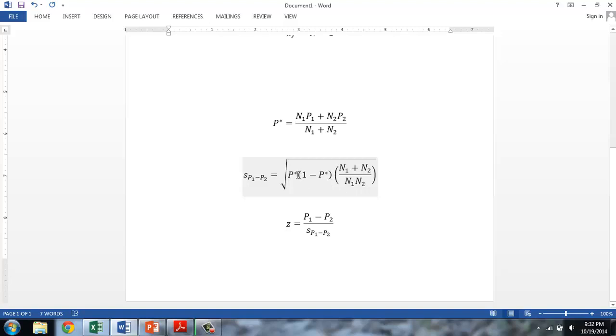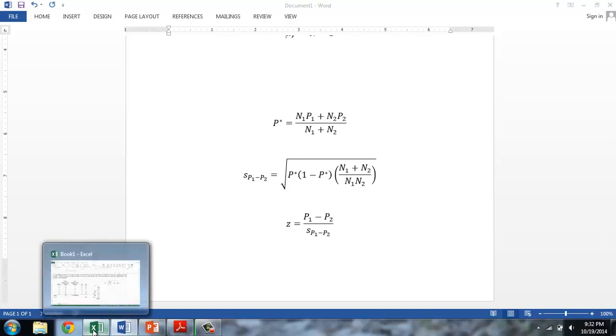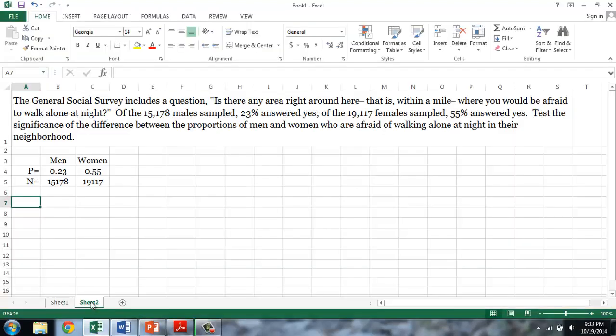P star is the proportion for the entire sample. When we only know the proportions and sample sizes for the two groups, we can work backwards and determine the overall proportion using this formula. To illustrate testing for differences in proportions, we will use this question. The General Social Survey includes a question, is there any area right around here, that is, within a mile, where you would be afraid to walk alone at night?